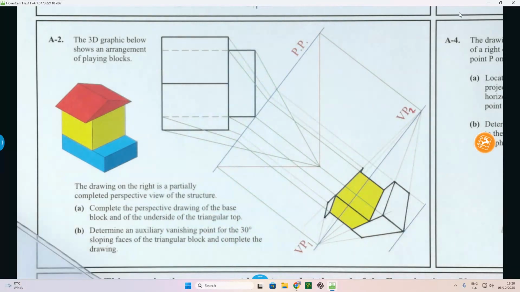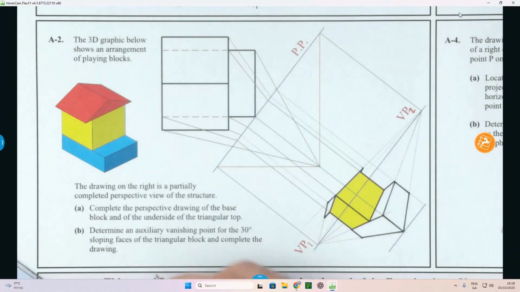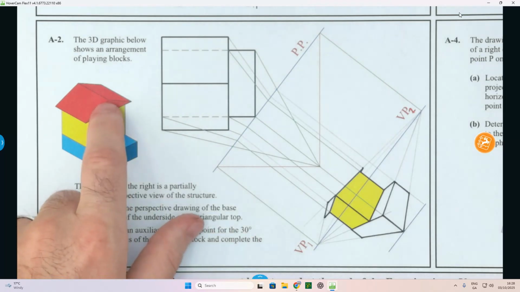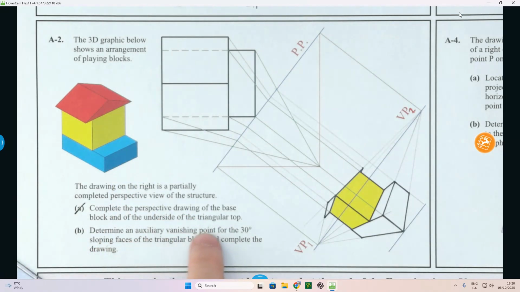Okay, and there we go. I have now completed the underside of the triangular structure, the triangular top. So part A of the question is done. Part B, determine an auxiliary vanishing point for the 30 degree slope. They're saying that these sloping surfaces are at 30 degrees. Determine an auxiliary vanishing point for the 30 degree sloping faces of the triangular block and complete the drawing.